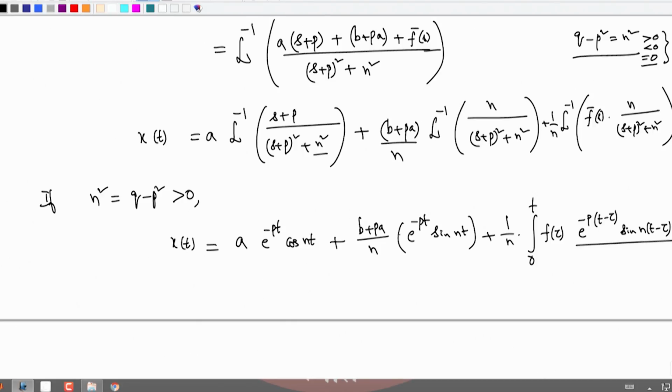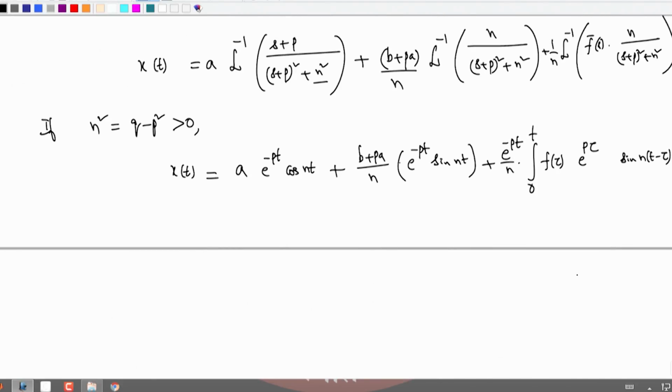So together, e power minus pt sin nt is the Laplace transform of this. For the convolution, wherever t is there, you have to replace it with t minus tau, so in this place I have written t minus tau. Here you can easily see that the e power minus pt factor has nothing to do with tau, so you can write it outside, so that you have only p tau here. This is exactly the solution if n square is positive. If n square is 0, this is the case, x of t, this is straightforward.